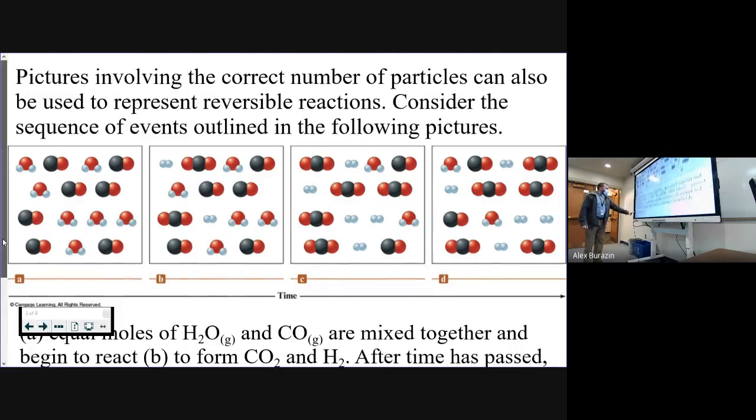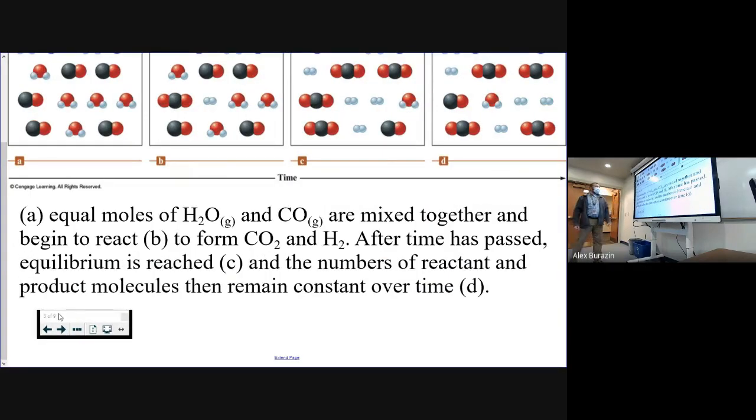Okay? I've got some notes underneath, right? So A, equal moles of the 2 reactants are mixed together. B, they form some product. After time has passed, equilibrium is reached at point C, and then nothing changes in point D. Okay, so there's a little caption there for you to hopefully figure it out.